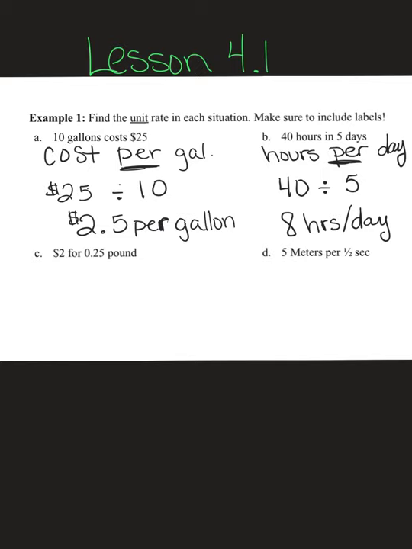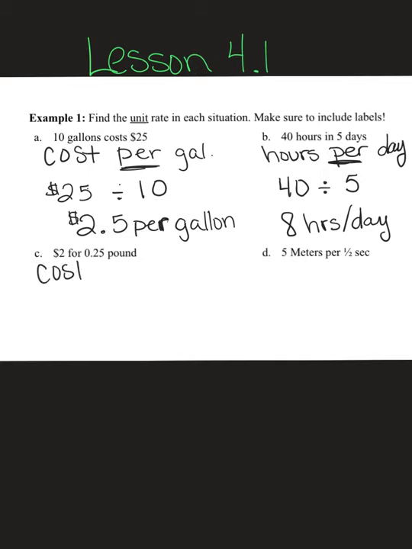Now for part C, we have $2 for 0.25 pounds. So just a fraction of a pound costs $2. So we've got our two unit rates, cost per pound or pounds per dollar. And most often when you go to the grocery store, you typically buy things by the pound. So we're going to figure out the cost per pound. What is the cost for 1 pound?